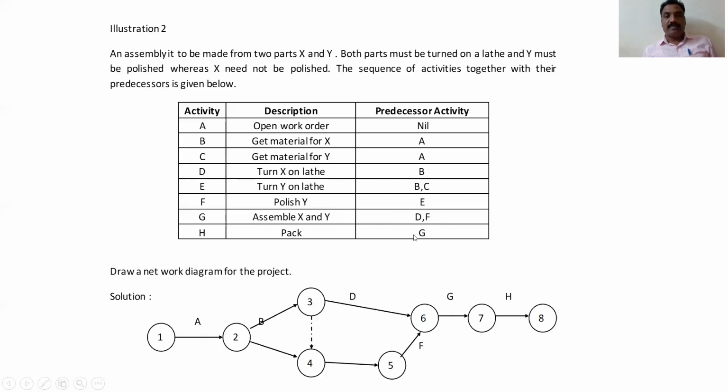Then H is preceded by G. H is preceded by G. This is the last event. The starting event is 1 and the last one is 8. In between, any numbers can be changed, no problem. So if you want to give, this is 4, this is 3, this is 6, 5, like that, no problem. But the ending event you'll always get as 8 only here.